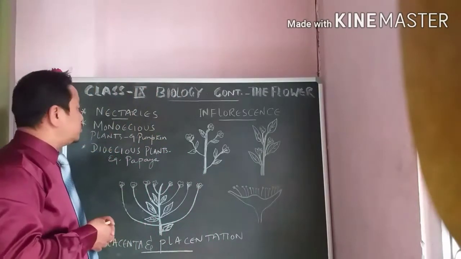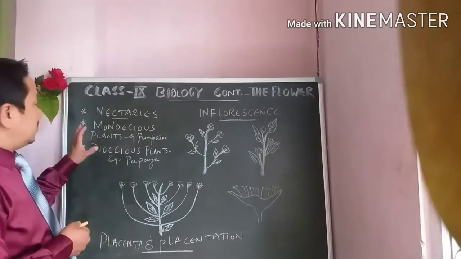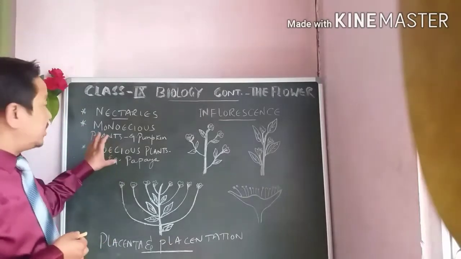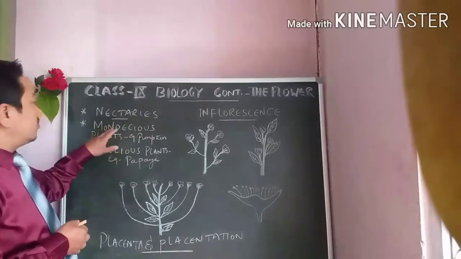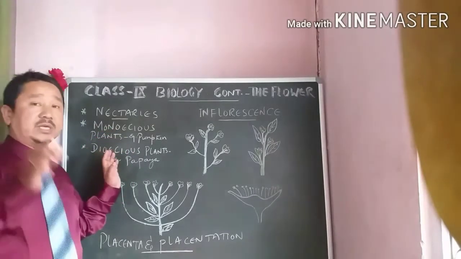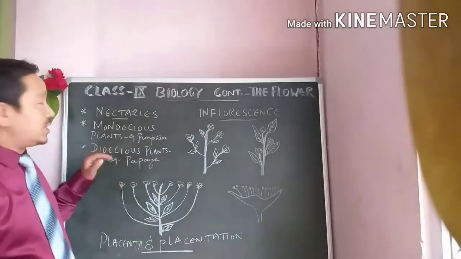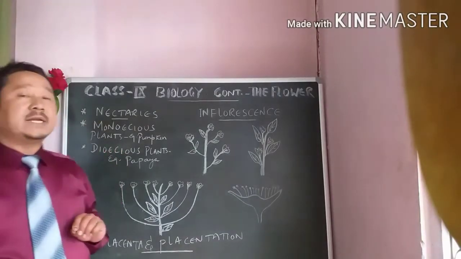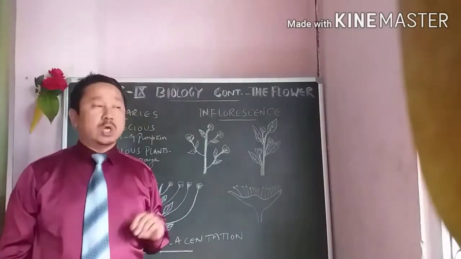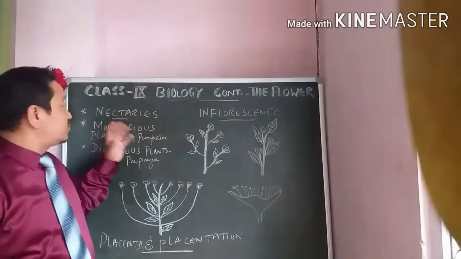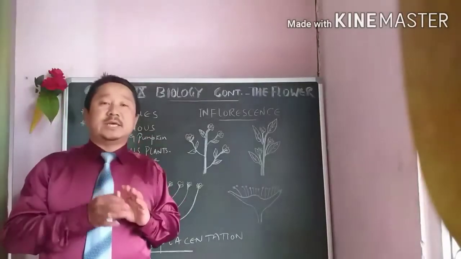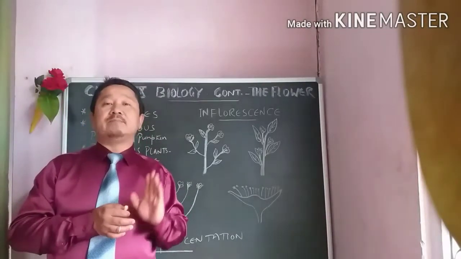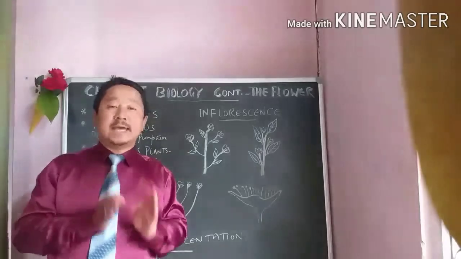Then we go to the other words, as I've already written out here. They are the types of plants: monoecious plants and dioecious plants, which are given there in your book also. What kind of plants are called monoecious plants? Monoecious plants are those plants which contain both male and female flowers on them.